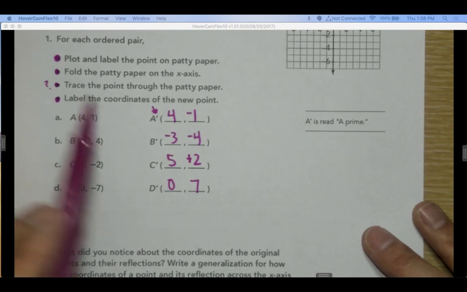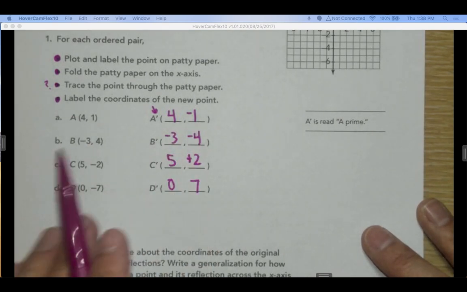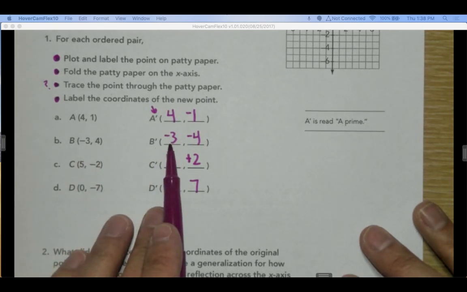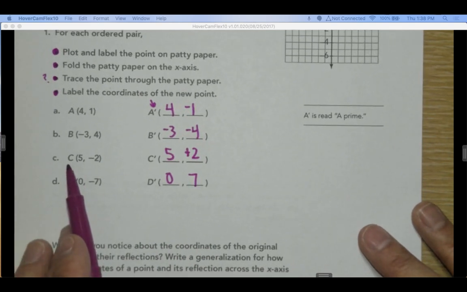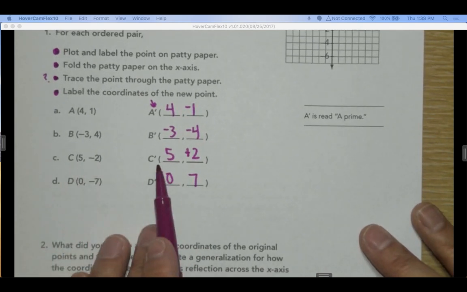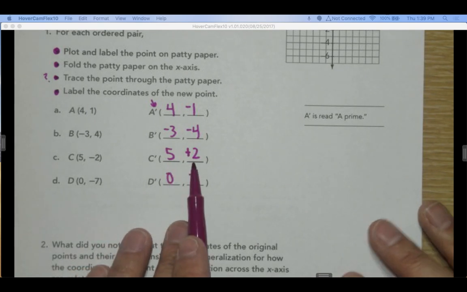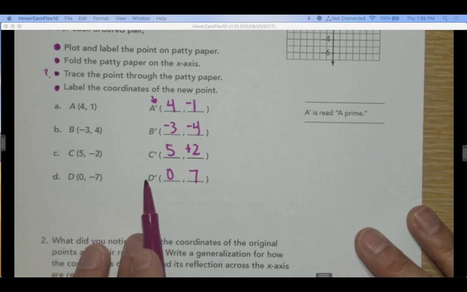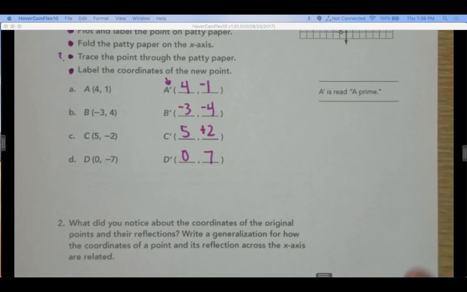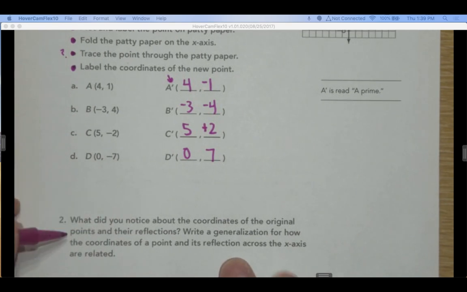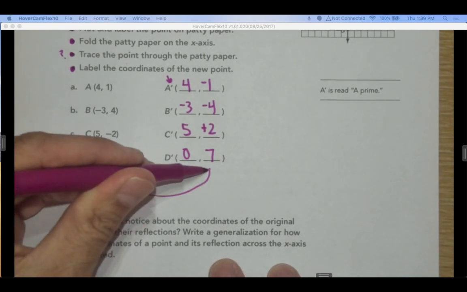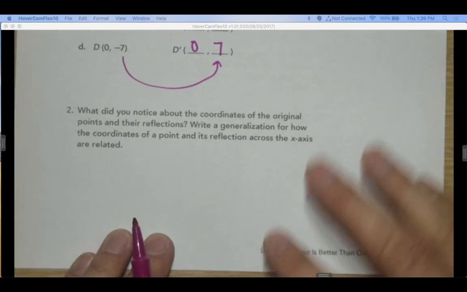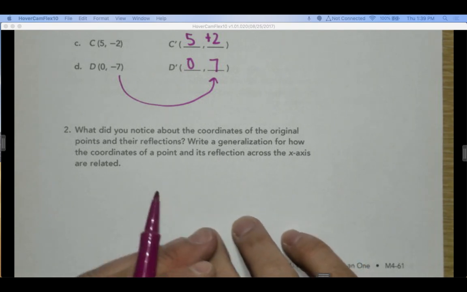A was 4, 1. A prime was 4, -1. B was -3, 4. B prime is -3, -4. C was 5, -2. C prime was 5, +2. My fault. D was 0, -7. D prime was 0, 7. So what did you notice about the coordinates of the original points and the reflections? Write a generalization for how the coordinates of a point and its reflection across the x-axis are related.